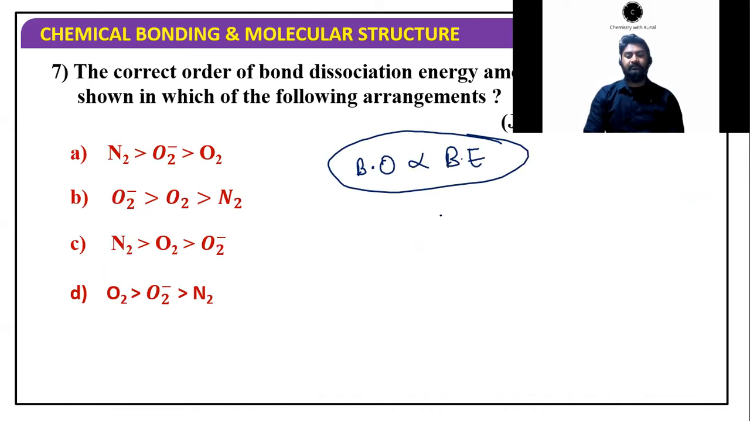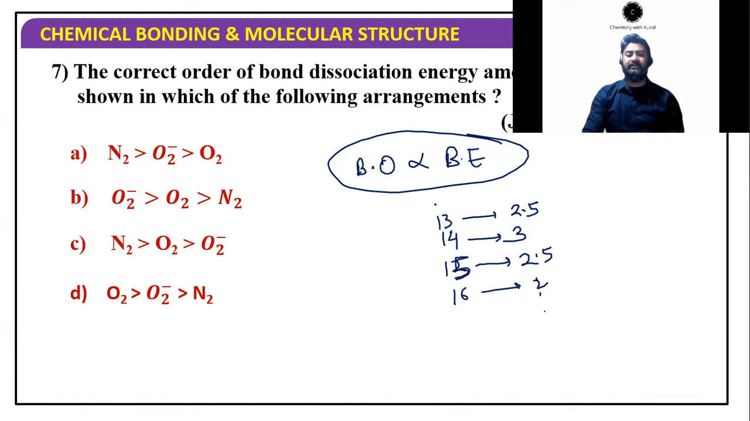So if the number of electrons is 14, bond order is 3. Number of electrons 13, bond order is 2.5. Number of electrons 12, bond order is 2. You know this thing, right? 15 is 2.5, 16 is 2, 13 is 2.5, 12 will be 2, and so on. Keep decreasing, keep increasing it.